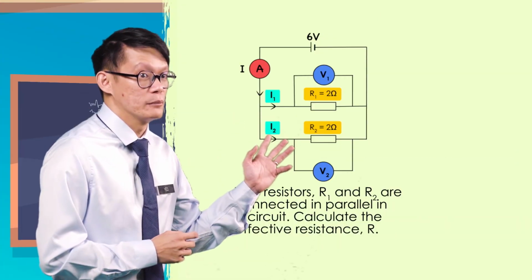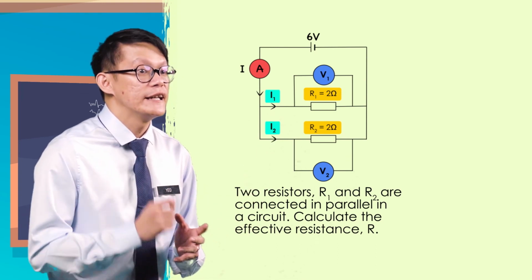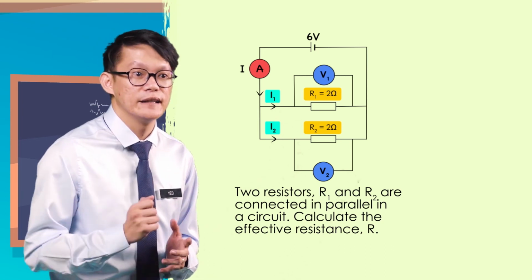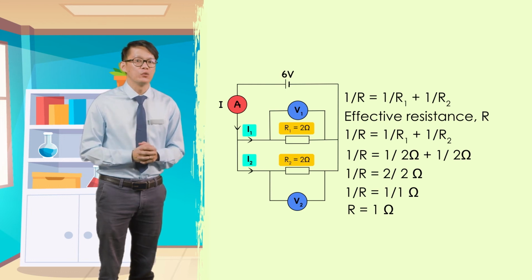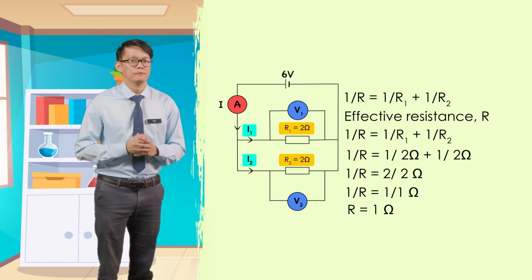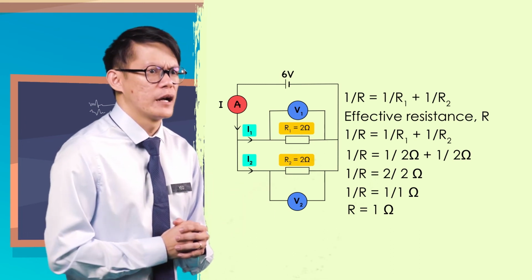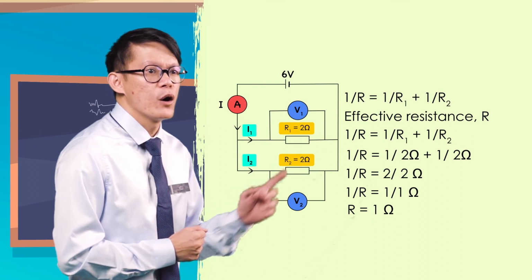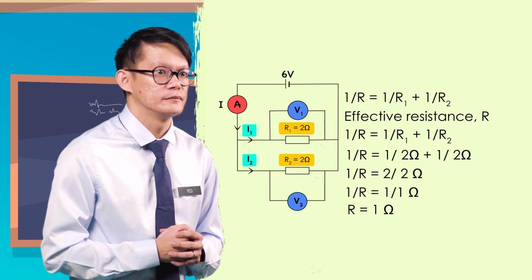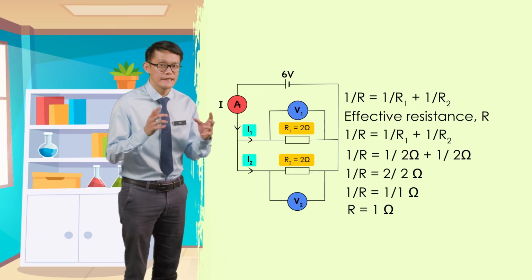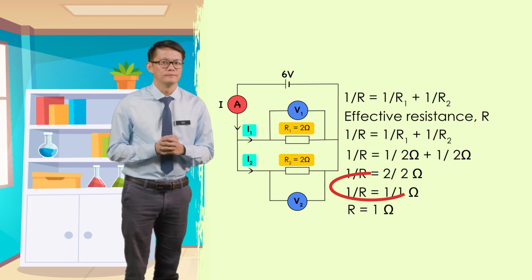To solve this problem, we must use the specific formula to calculate effective resistance in a parallel circuit. 1 over capital R is equal to 1 over 2 ohm plus 1 over 2 ohm. Now that we know, 1 over capital R is equal to 1 ohm. Therefore, the effective resistance in the parallel circuit is equal to 1 ohm.